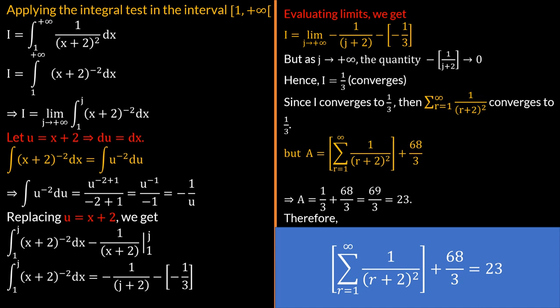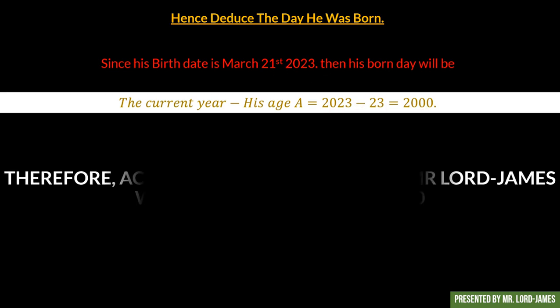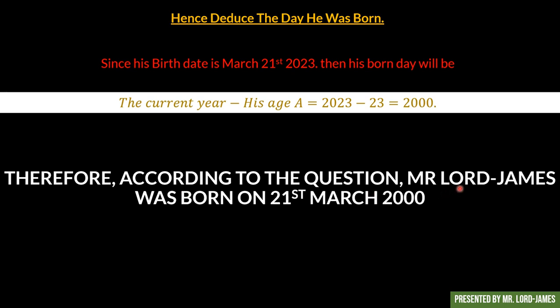Now the next part of the question asked us to determine the year in which Mr. Lord James was born. For us to deduce the year he was born, we are simply going to use the fact that the date was given in the question, which was March 21st, 2023. Then the birth year will simply be the difference between the current year minus his age. So the birth year is 2023, that is the current year, minus the age, 23, which gives 2000. And therefore, according to the question, Mr. Lord James was born on the 21st of March 2000.